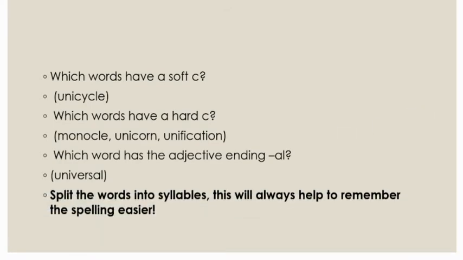Now I want you to split the words into syllables, and that will always help to remember the spelling easier. For example, unit. It has 2 syllables, unit. Unicorn has 3 syllables, unicorn. Same for uniform. So I want you to go ahead and write the words, or in your spelling book, you can go ahead and add these backslashes to divide the words into syllables.